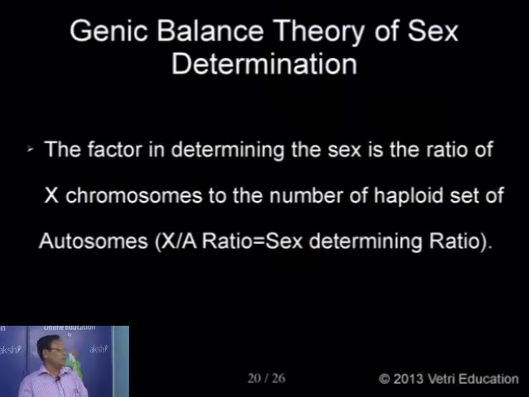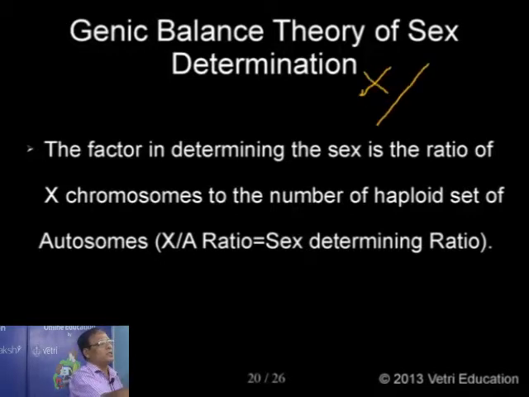Now here I mentioned the factor in determining sex. What is this? It is a ratio between the number of X chromosomes to that of number of sets of autosomes. This is the X chromosome, this is the haploid set. As we know, normally we have 8 chromosomes. Leaving the X chromosome, there are 6 autosomes. So one set of autosomes is equal to 3 chromosomes.